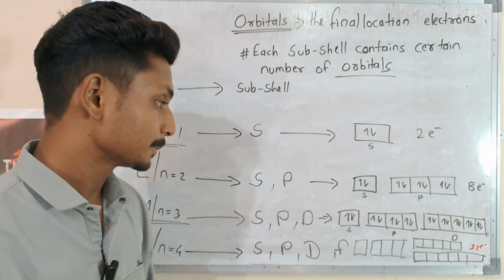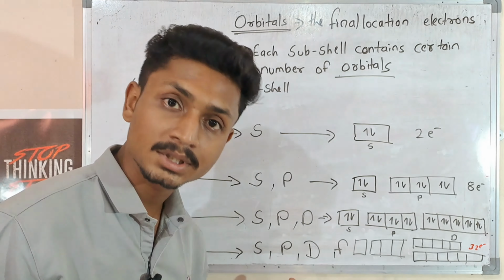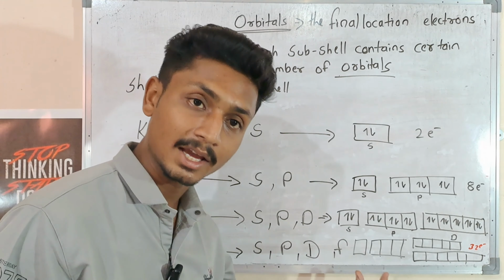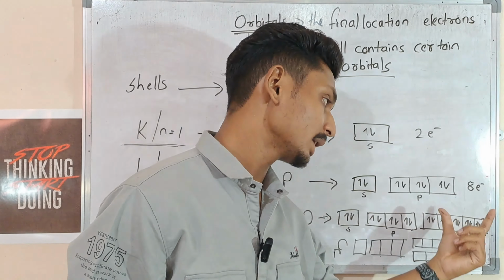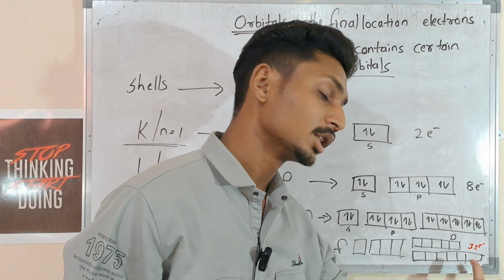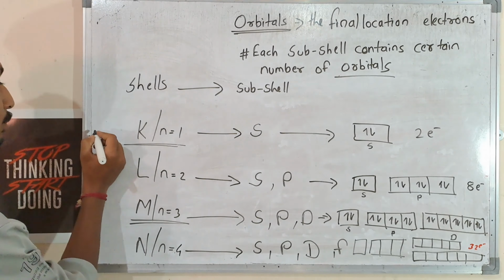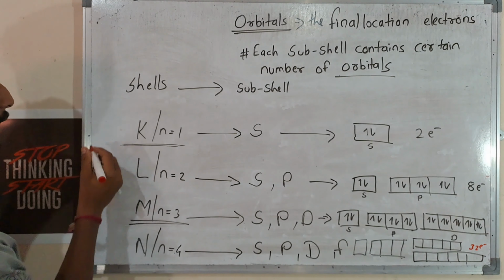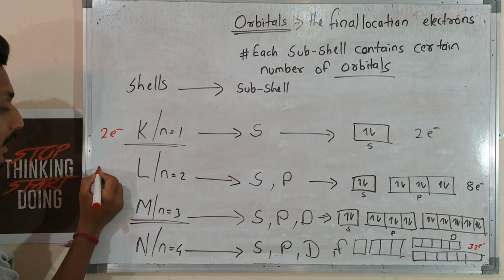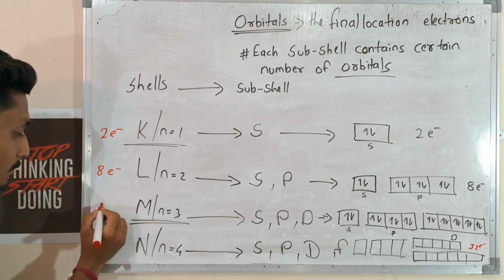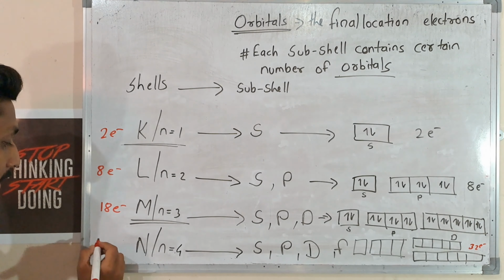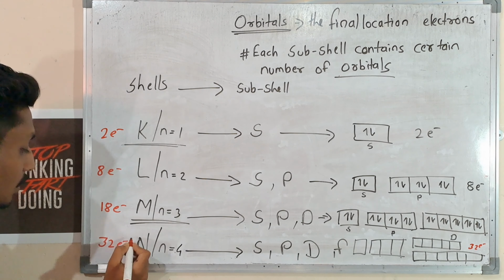Then the N shell, or fourth energy level, contains 4 subshells, S, P, D, F. Here the total number of electrons is 32, means 2, 8, 18, 32. The K shell contains 2 electrons, the L shell contains 8 electrons, the M shell contains 18 electrons, and the N shell contains 32 electrons.